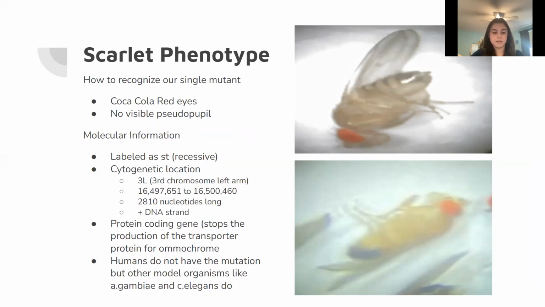For the molecular information for this mutation, we found it on Flybase. To begin with the gene, it is labeled as st, which being lowercase shows that the gene is recessive. And for the cytogenetic location, it is placed on the third chromosome on the left arm, which translates to the third chromosome on the left arm.